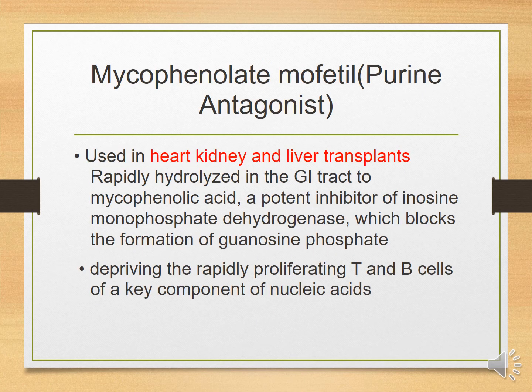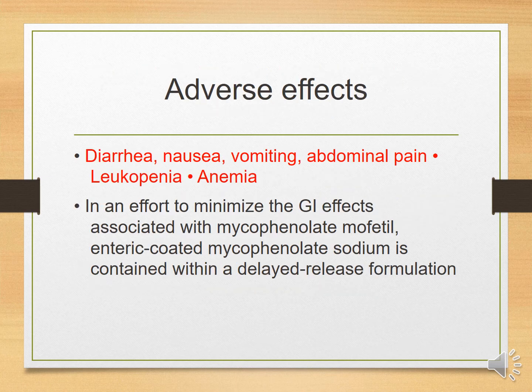Then comes mycophenolate mofetil. It is a purine antagonist. It is used in heart, kidney, and liver transplants. It is rapidly hydrolyzed in the GI tract to mycophenolic acid, which is a potent inhibitor of inosine monophosphate dehydrogenase, which blocks the formation of guanosine phosphate. It deprives the rapidly proliferating T and B cells of a key component of nucleic acid. Adverse effects are diarrhea, nausea, vomiting, abdominal pain, leukopenia, and anemia.